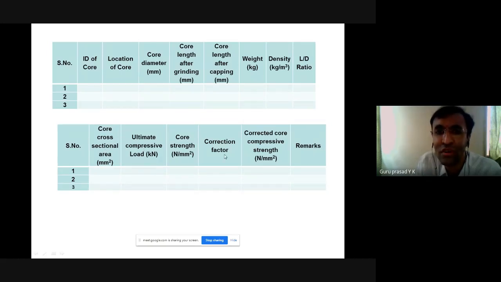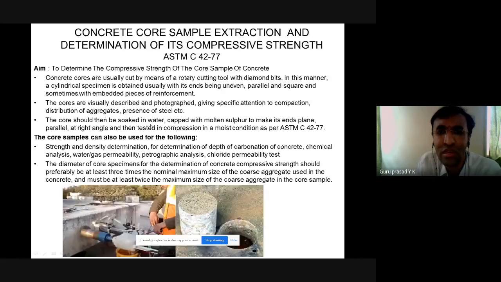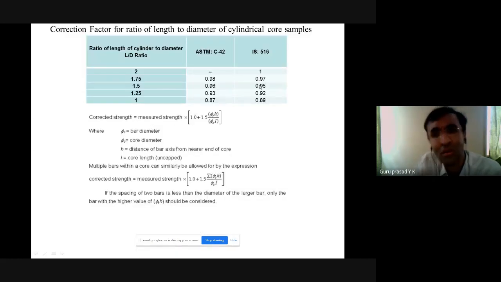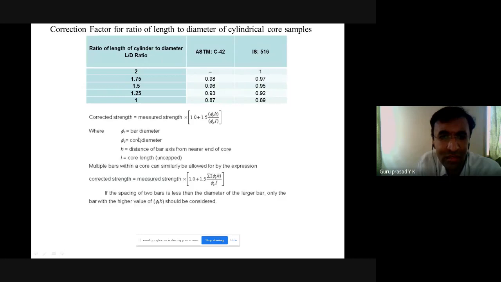If your value of L by D, that is the height to diameter ratio, is less than 2, then you apply the correction factor. You use IS 516 only, no problem, because it's our IS code. You use that and apply the correction factor and find the corrected strength. This is the measured strength in the expression. You see this? I'm using my cursor here.